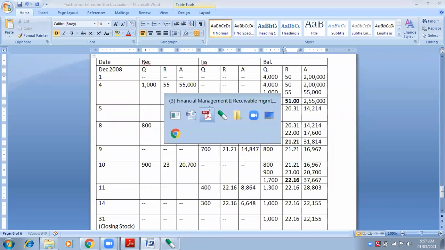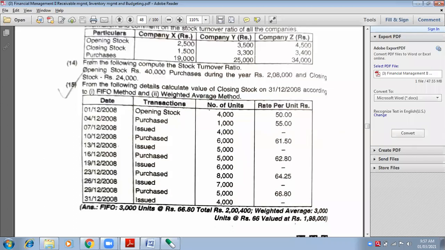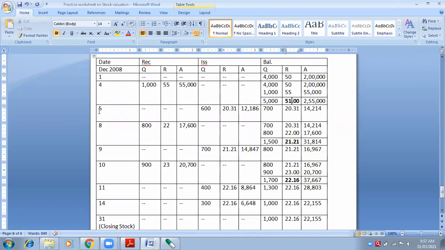Now, let me come to the next date. 7th. Issued 4,000 units. So here, on the 7th date, the receipt column will be nil. Issue column will be 4,000 units. Out of 5,000 units, 4,000 units are issued. Now you don't have to take the rate of the first slot of 4,000. Which rate will be taken? 51. So what is 4,000 into 51?